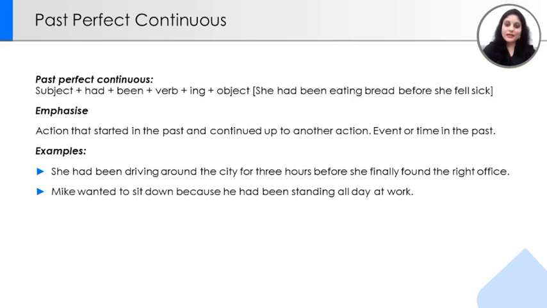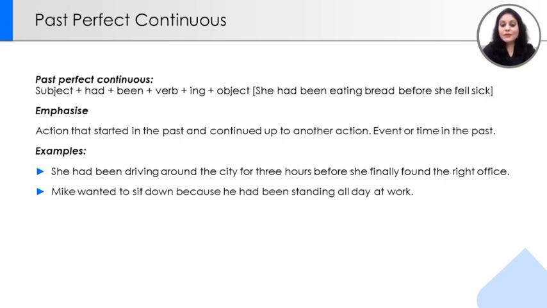Here you can see there are two actions. The first action is she had been driving around the city. This is the first action. The time duration for this action is 3 hours. There is a second action. She finally found the right office. This is the constant finger that I was talking about. The first action finished at the second action. That means the first action, she had been driving around the city for 3 hours, finished at action number 2 when she finally found the right office.